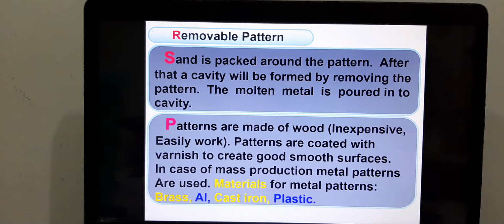Therefore, if you intend to produce 1,000 parts, 2,000 parts, okay, you cannot afford to use a sand mold because it's very tedious. Therefore, you must use an automated machine, which is a metal mold.